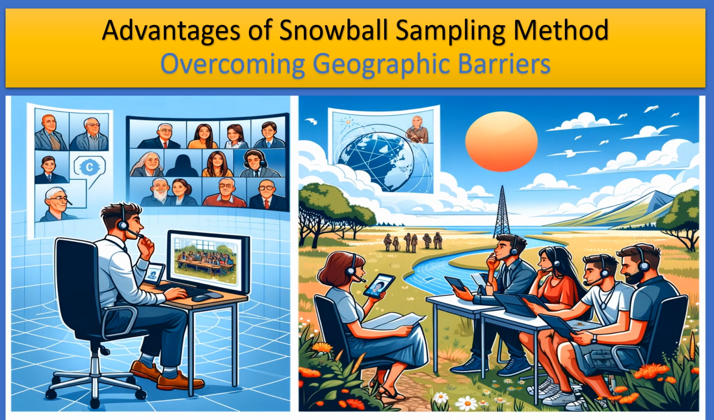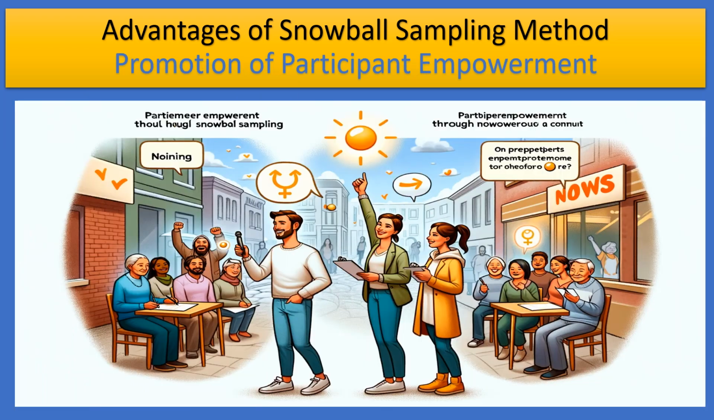Overcoming geographic barriers. Snowball sampling can overcome geographic barriers by leveraging virtual networks and online platforms for participant recruitment, allowing researchers to access participants from diverse geographic locations. For instance, in a study on digital nomads, snowball sampling enables researchers to recruit participants from around the world through online forums and social media groups, providing a global perspective on the digital nomad lifestyle.